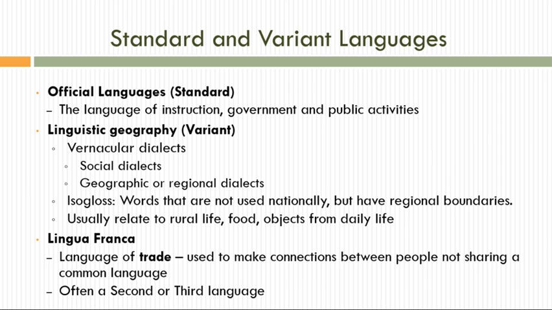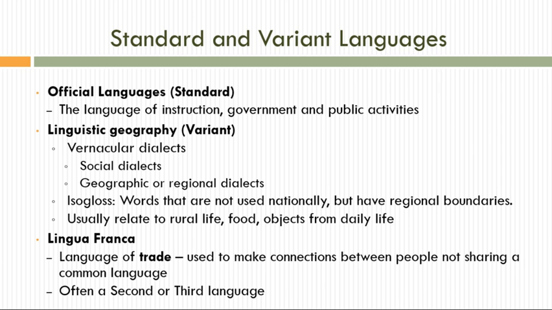Now, these dialects have what are called isoglosses, right? These are words that are not used nationally. They have a kind of a regional distribution, all right? And so y'all is kind of a good example of that. It's not a word that's used nationally. It has regional boundaries, okay? Most of the time, all of these vernacular dialects, the isoglosses, are going to relate to either what's going on in rural life or food or objects from daily life or daily activities, things like that, okay?